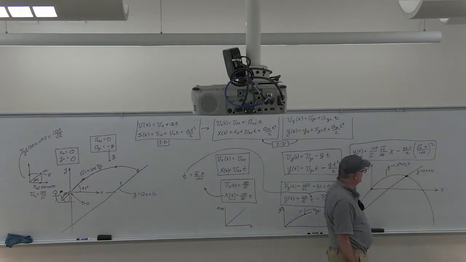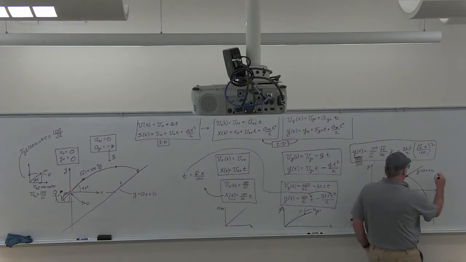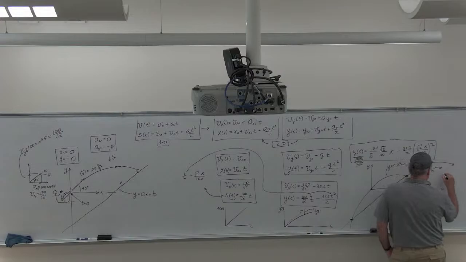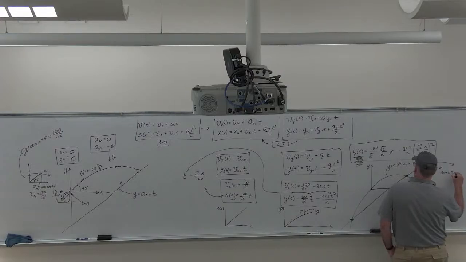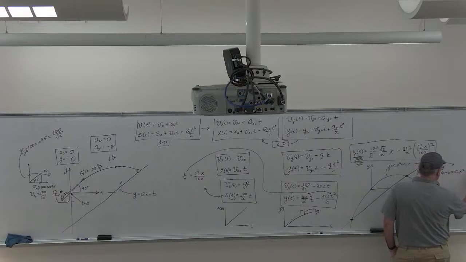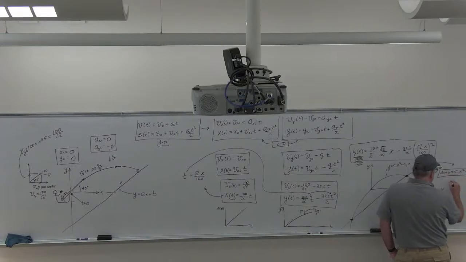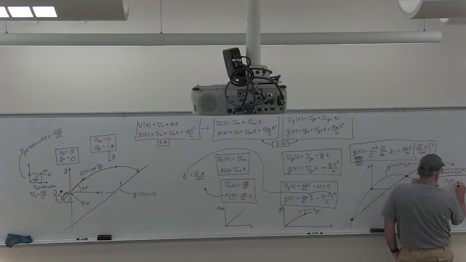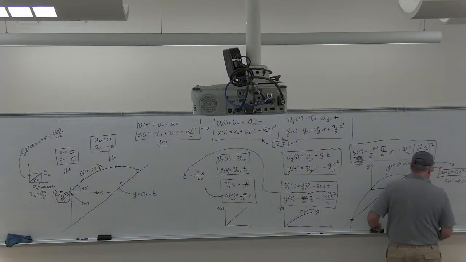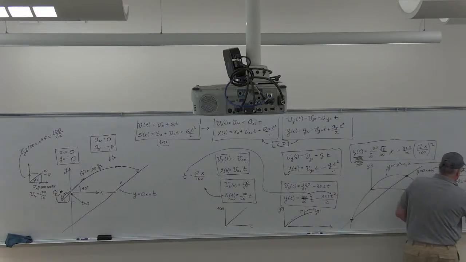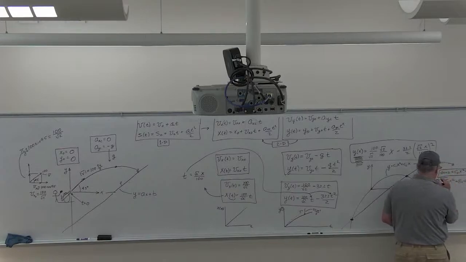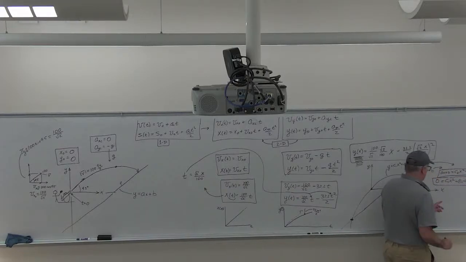Find where they cross. In a mathematical sense, all you do is you take this, and you take that, and you say ax plus b equal to c1 x squared plus c2 x. You set them equal, move them all around, and you'll have c1 x squared plus c2 x minus ax minus b equal to 0.